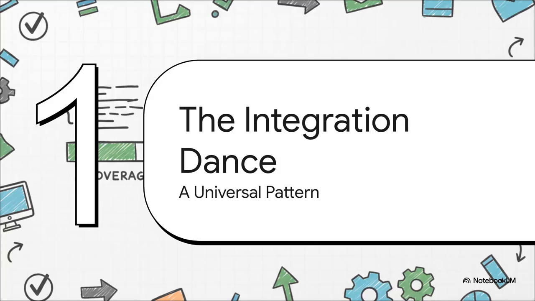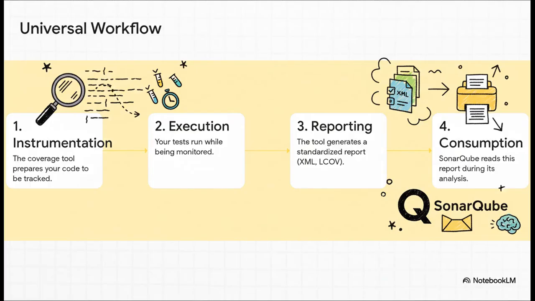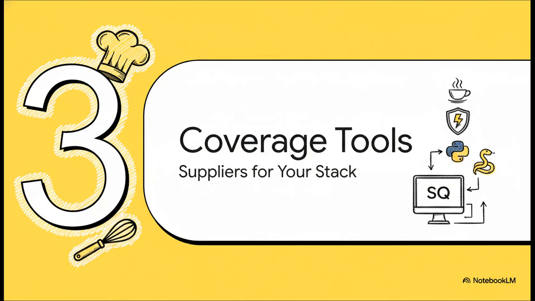Okay, so if SonarQube doesn't create the data, how do we get it in there? Well, the great news is there's a universal pattern that works for pretty much any programming language. I like to call it the integration dance. It's super simple. So here's the dance. Step 1, a dedicated coverage tool gets your code ready to be tracked. Step 2, you just run your tests like you normally would. Step 3, that tool spits out a report in the standard format, usually something like XML or LCOV. And the final step, step 4, you just tell SonarQube where to find that report, and it gobbles it up. That's the whole dance.